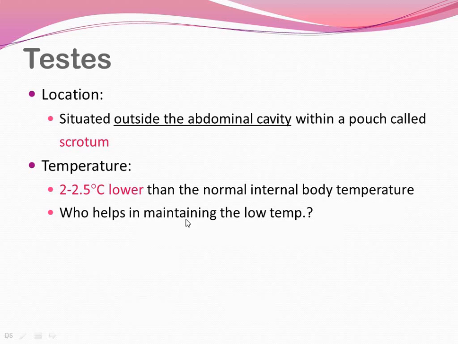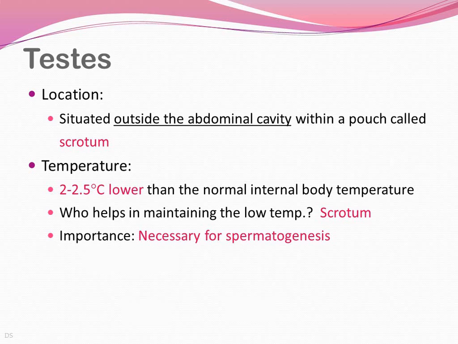Now definitely, who will help in maintaining this lower temperature? It is definitely the scrotum. But why is the lower temperature important here? What is the reason that you need a lower temperature within the testis? The answer is, to execute the process of spermatogenesis, it is very important to maintain a lower temperature. At higher temperature, the process of spermatogenesis is not executed properly. Sperms are very delicate in nature. They are very prone to get damaged by temperature stress, and that is why this location is outside the abdomen.